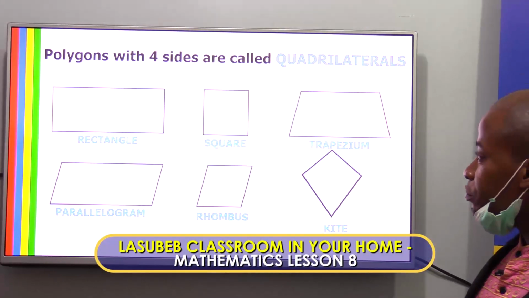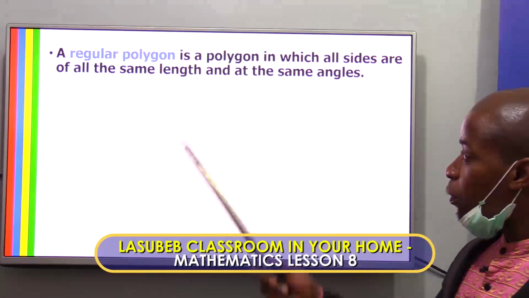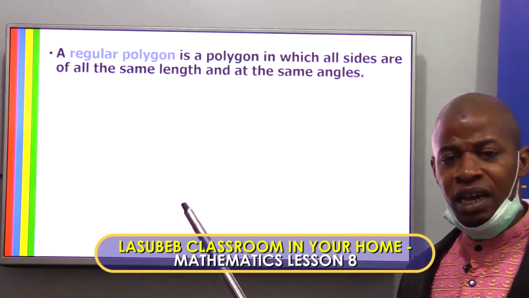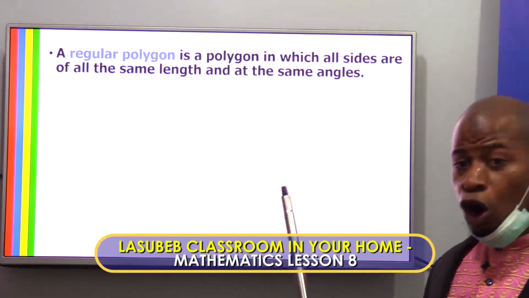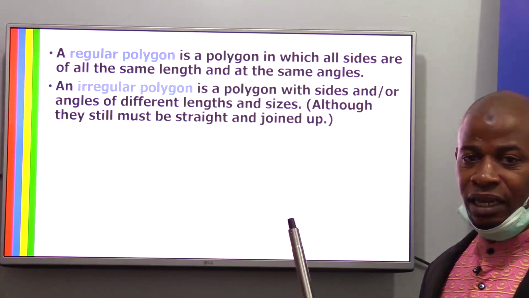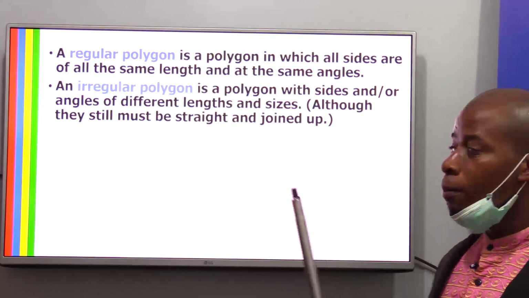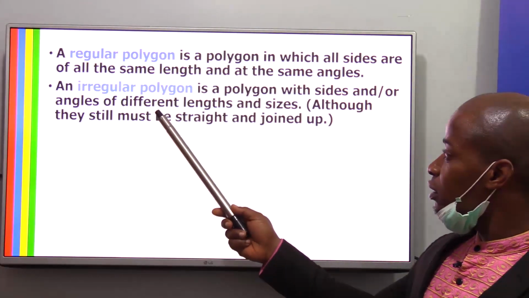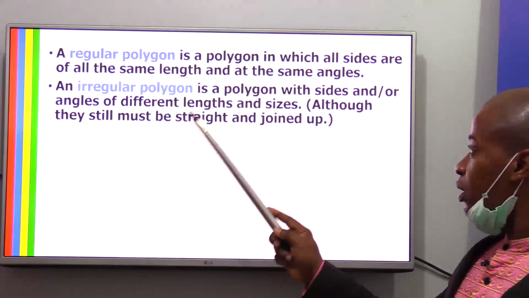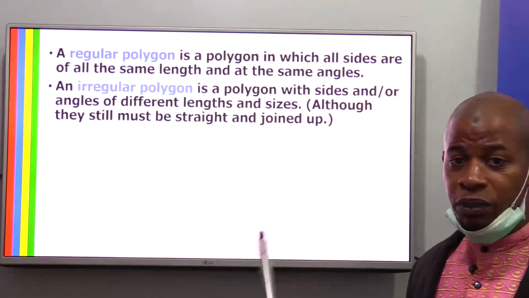Let's move on. Now, some polygons are called regular polygons. A polygon is regular if all the straight sides are of the same length. It has equal sides all through. Also, the angles must be equal. I'll take that again. For a polygon to be regular, the sides must be the same, the angles must be the same. For a polygon that does not satisfy that condition, it is an irregular polygon, because the sides will be of unequal length and the angles may not be the same.